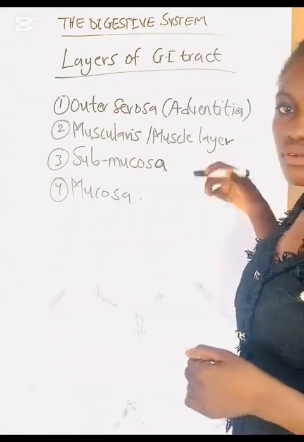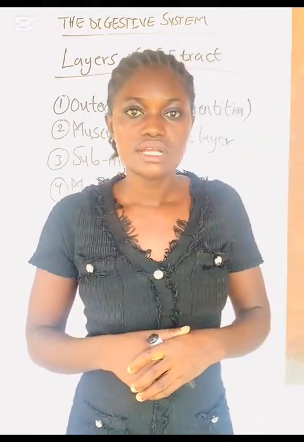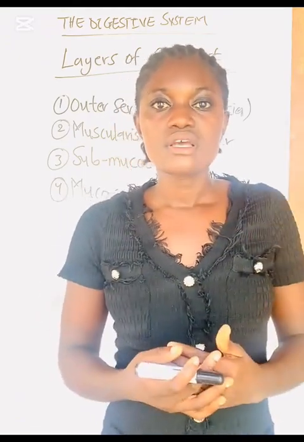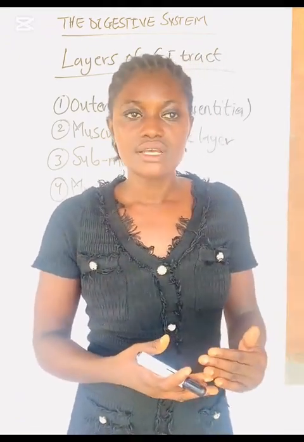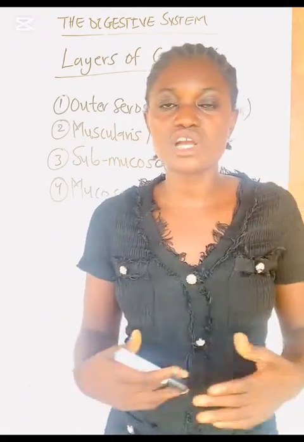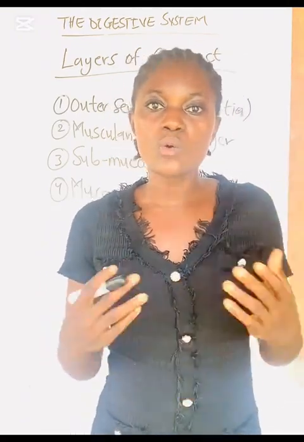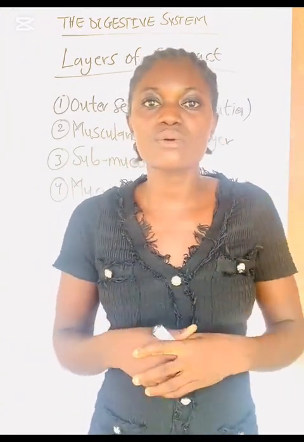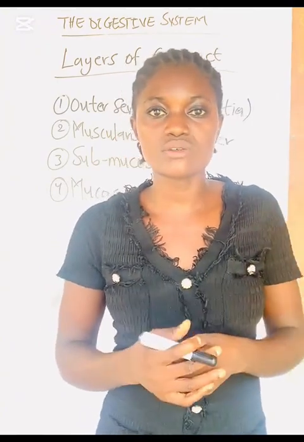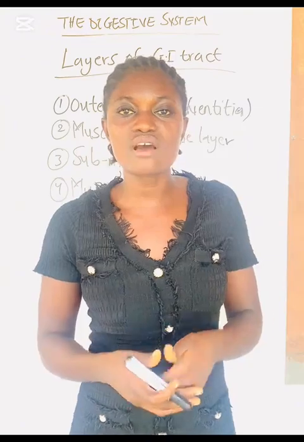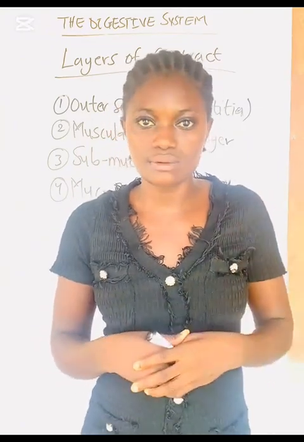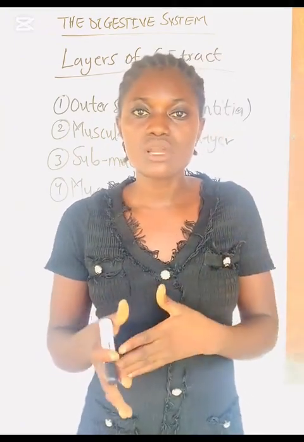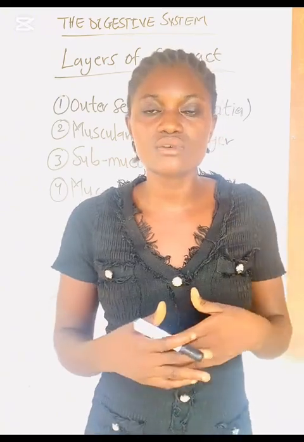Then we have the muscle layer or the muscularis. As the name goes, muscles aid in movement. It means that in order for the alimentary canal to contract or dilate or constrict, it all depends on the muscle layer. So with the muscle layer, we have the outer longitudinal muscle, then the inner circular muscle.